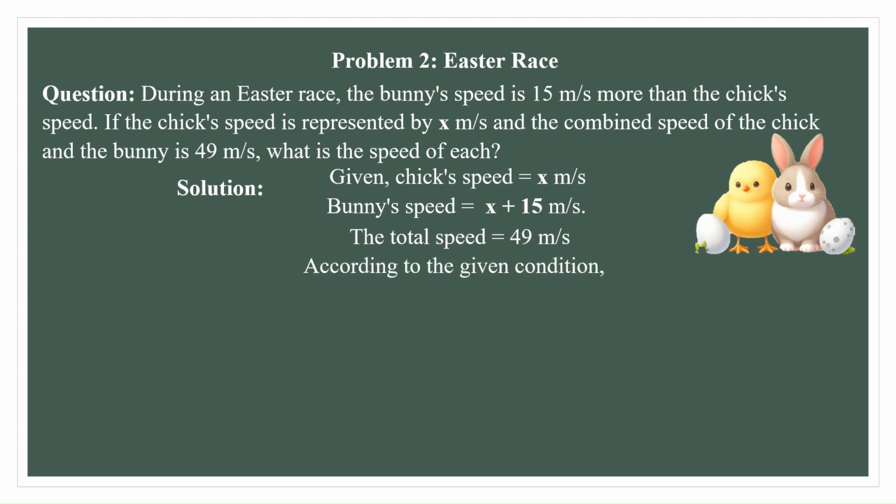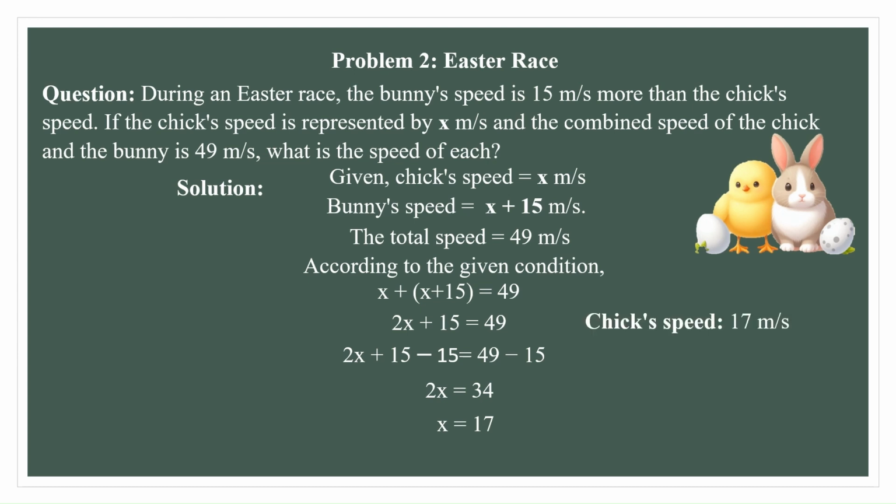So according to the given condition, x plus x plus 15 is equal to 49. x plus x, as you know, is 2x. So we get 2x plus 15 is equal to 49. Therefore, by removing 15 from both the sides, you are getting 2x is equal to 49 minus 15, which is equal to 34. So x is 17. Chick speed is equal to 17 meters per second and bunny speed is equal to 17 plus 15, which is equal to 32 meters per second.